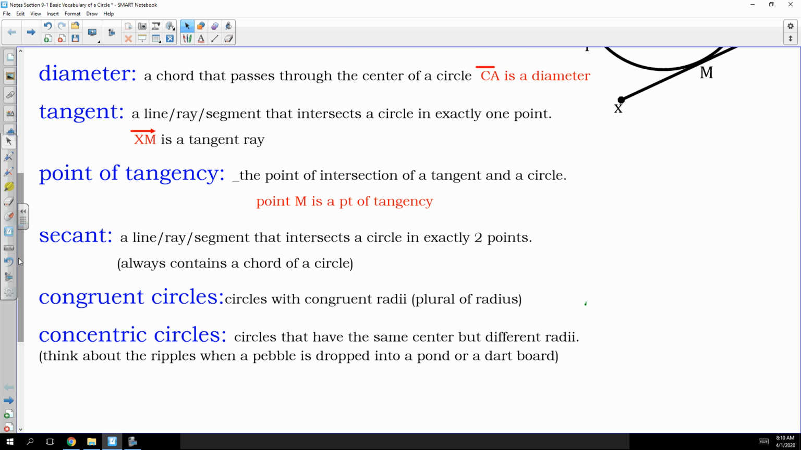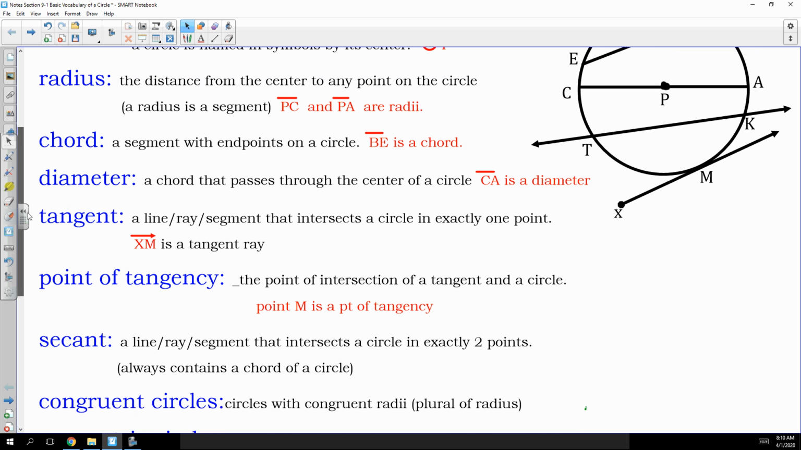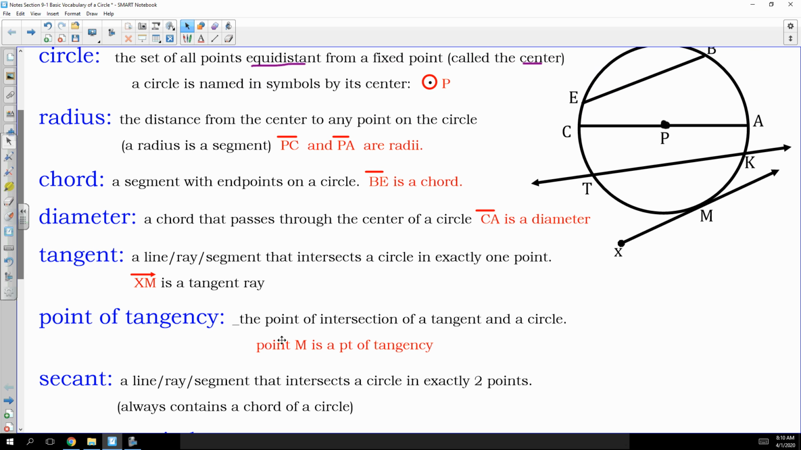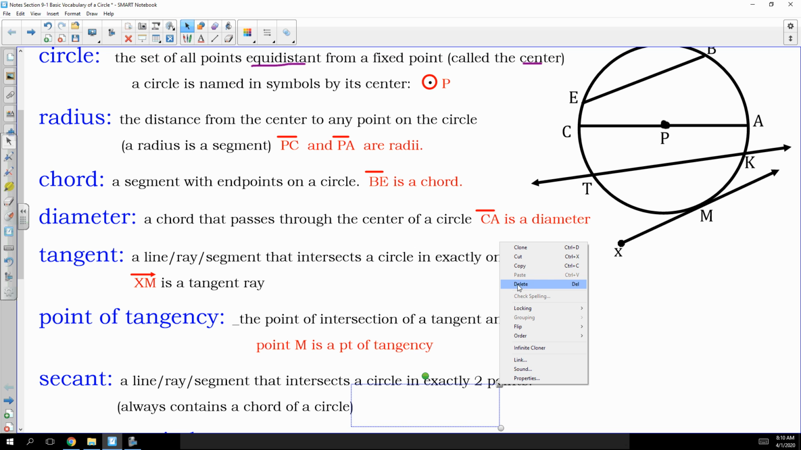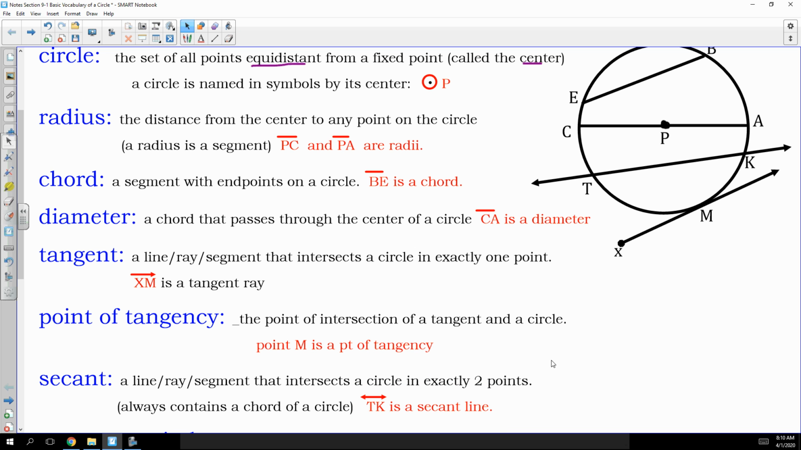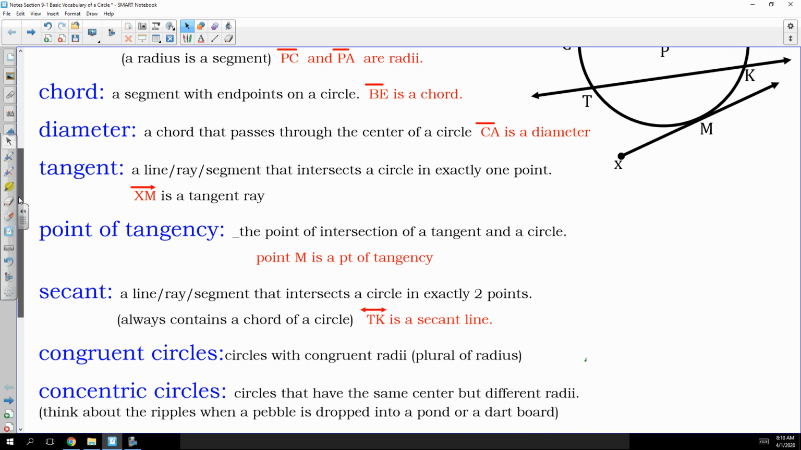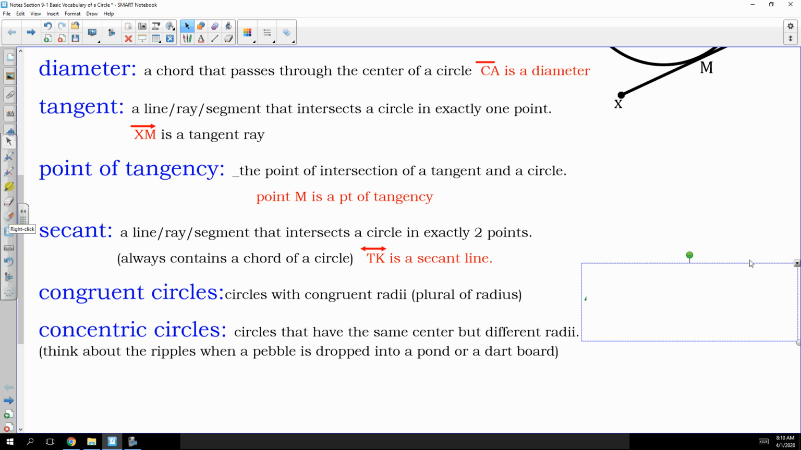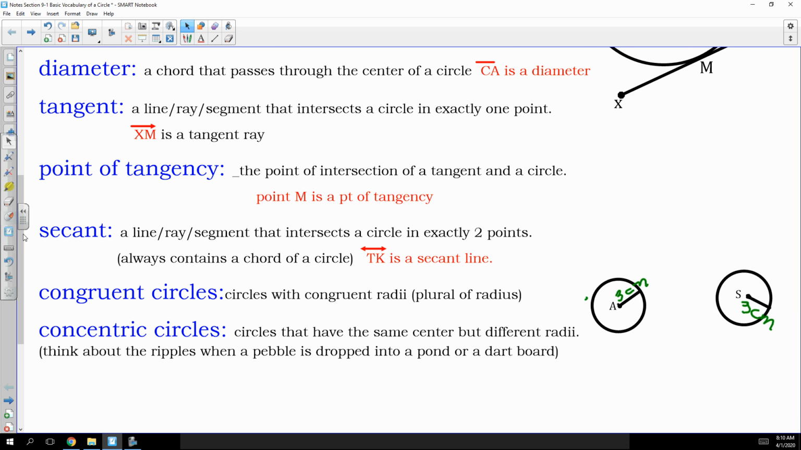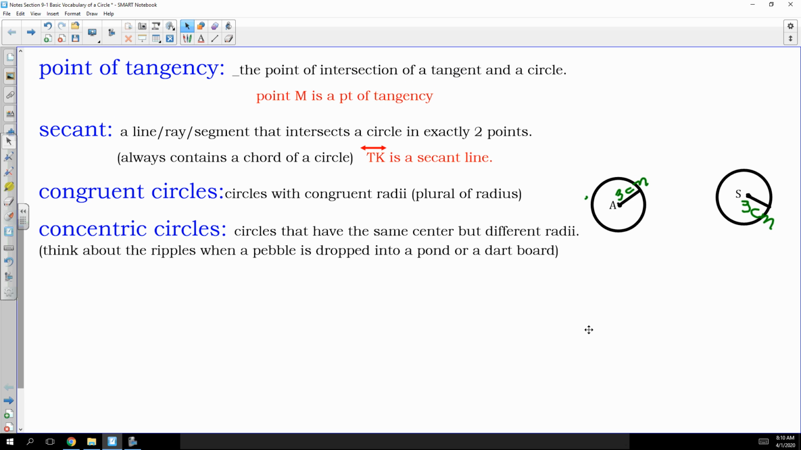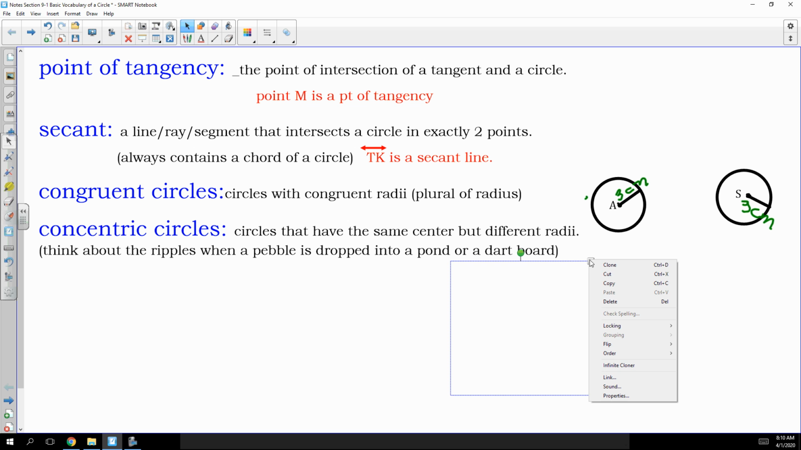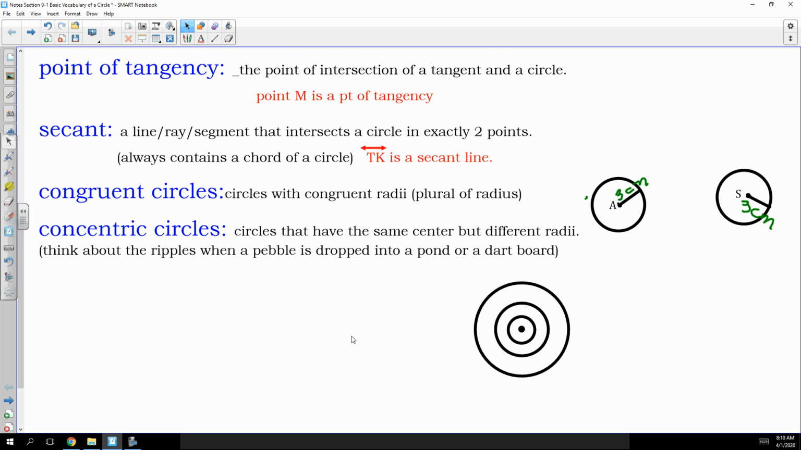A secant is a line, a ray, or a segment that intersects a circle in exactly two points. So in this particular diagram, secant would be line TK. And that's a secant line. You can talk about segment TK as a secant segment, but that's about it. And then congruent circles are circles with congruent radii, like so. And concentric circles are circles that have the same center but different radii. Think about the ripples in a pond when a pebble is dropped in a pond, or something like a dartboard. Something like this would be concentric circles.